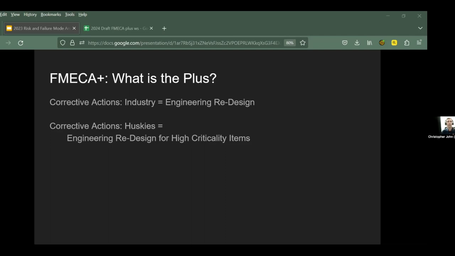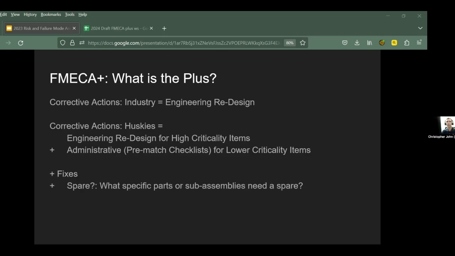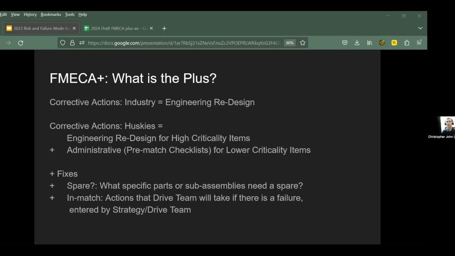Now, if this was all that the spreadsheet did, then we would just call it FAMICA. Here is the plus. There will be some items that are of lower criticality, where an engineering change may make it difficult to meet another goal, such as cost or schedule. Here, we may choose to take an administrative action and add an item to a checklist. We also need to capture which specific spare parts or subassembly spares we are bringing. And finally, the spreadsheet is a good communication tool for the drive team and strategy to know what could happen and then to figure out what steps they would take.